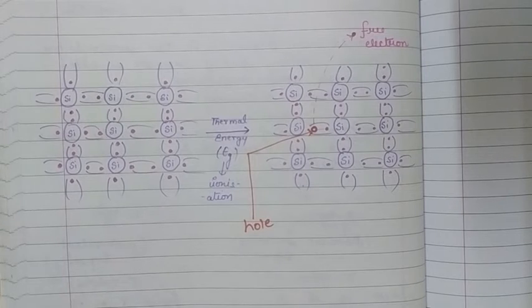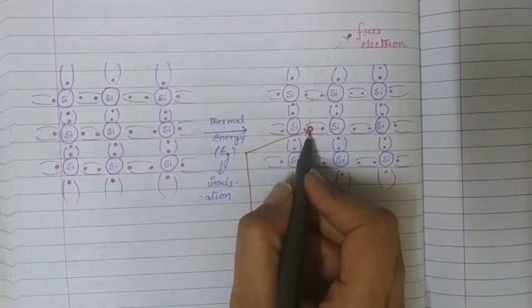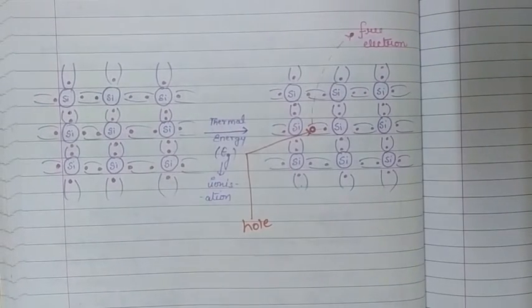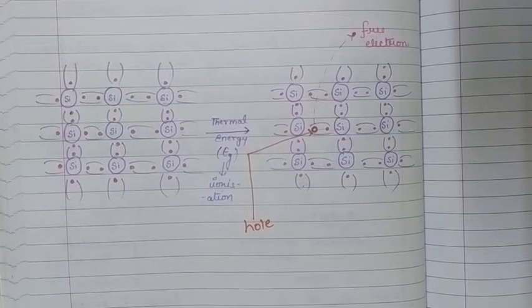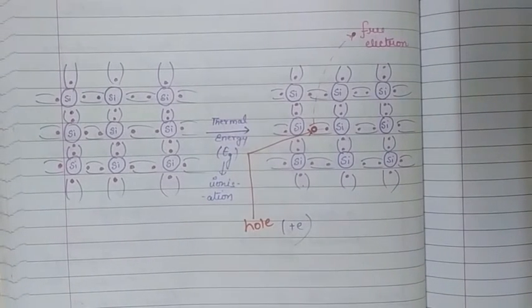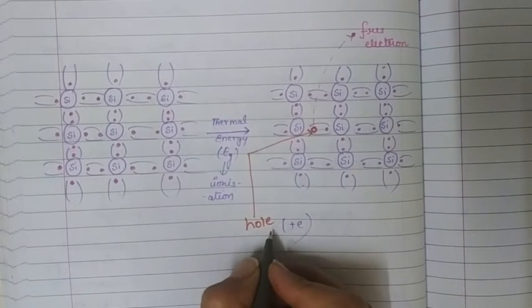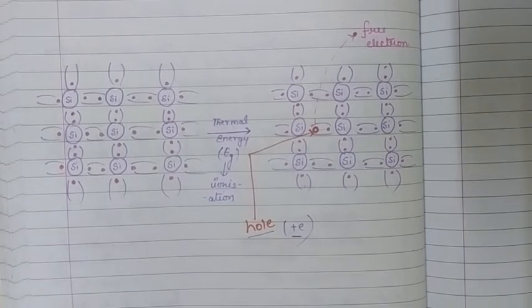So the vacancy of an electron with an effective positive electronic charge. Since the electron is removed from here, we consider it effectively positive. So this vacancy which has effective positive electronic charge is called a hole, and it behaves as an apparent free particle having charge equal to plus e. Since an electron of charge minus e is removed from that place, that's why we consider it as a hole of charge plus e, which acts as an apparent free particle.